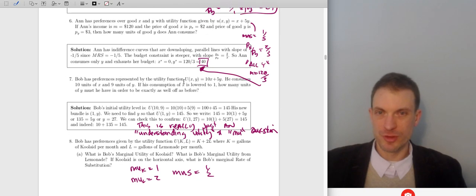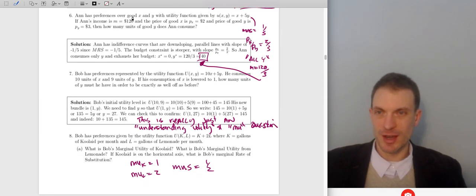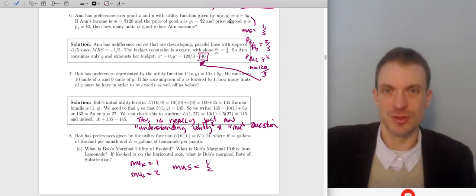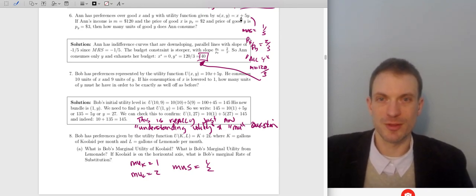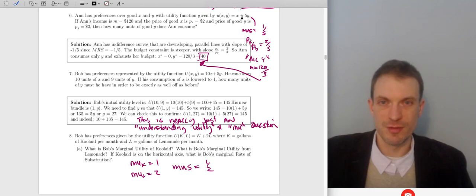Good. So question 6. Anne had these preferences, perfect substitutes preferences. As soon as I stare at perfect substitutes preferences, I immediately back out the MRS. It's going to be the marginal utility of x divided by the marginal utility of y. What's the marginal utility of x? It's just the partial derivative with respect to x, so it's the coefficient. And then what's the marginal utility of y? It's the partial derivative of the utility function with respect to y, so it's just this coefficient. It's 5. Y didn't have anything to do with x, or x didn't have anything to do with y, because they're constants with respect to the respective partial derivative.